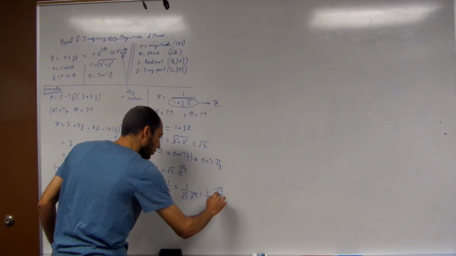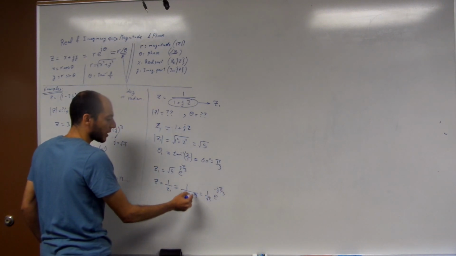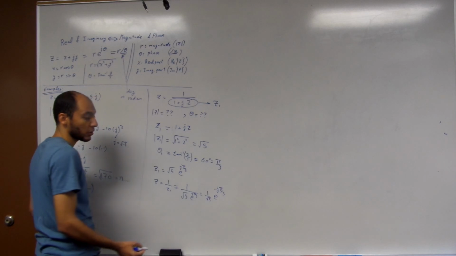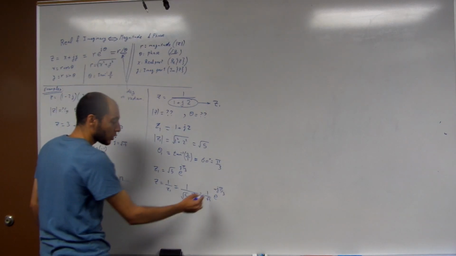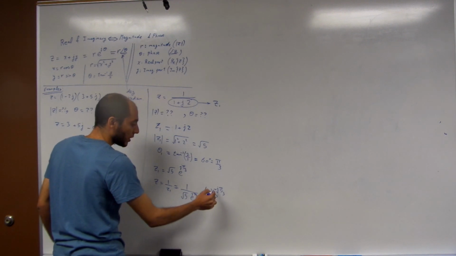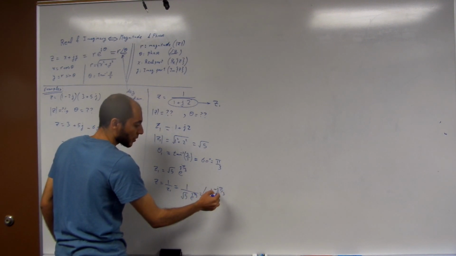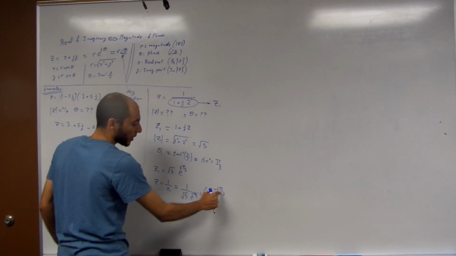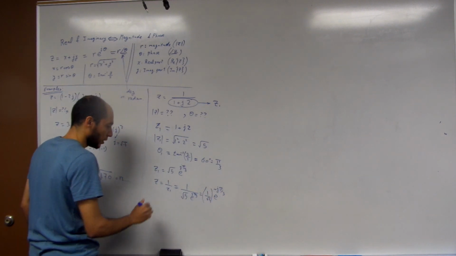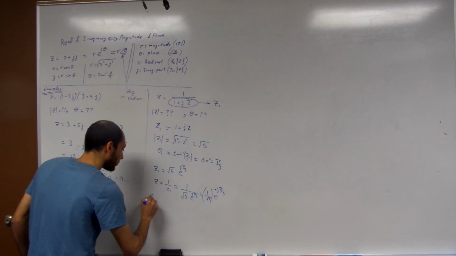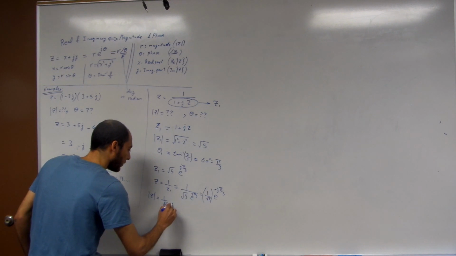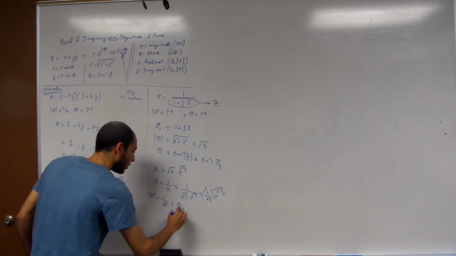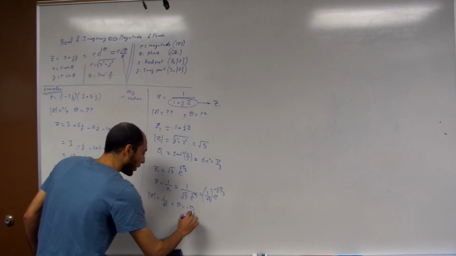-j pi over 3. Why? Because when we take this from the denominator and move it to the numerator, we get a negative sign. So this becomes the magnitude, and this whole becomes the phase, the negative sign multiplied by the pi over 3. So the magnitude of z is equal to 1 over square root of 5, and the phase becomes negative pi over 3.